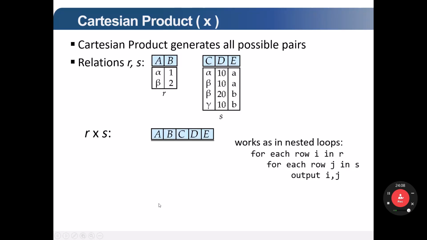The next operator is called the Cartesian product operator, and we use this cross symbol to denote it. It is because it works similar to multiplication. This Cartesian product operator is a binary operator, so we need two operands, R and S here, and suppose we have these two input relations.